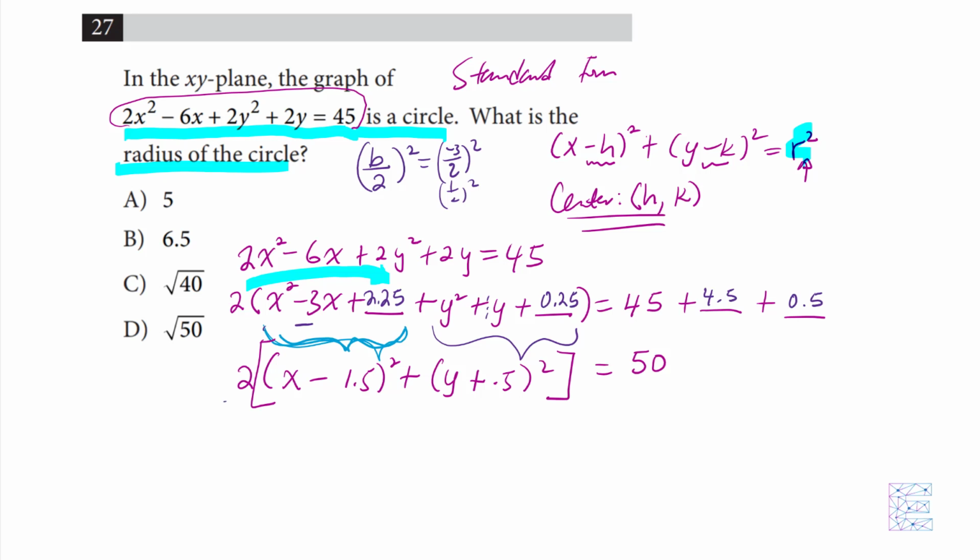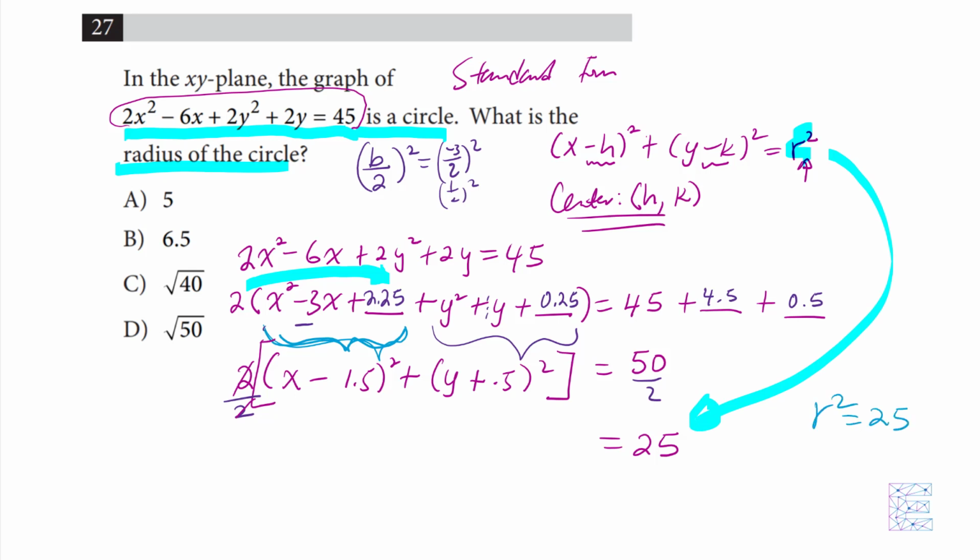And we can divide everything by 2 as shown. So these 2's cancel, and on the right side we'll have a 25. Let's just focus on the right side because that's what the question really wants. So since we know the right side is 25, remember the equation says the right side is r squared. So to find r, you simply square root. So r squared happens to be 25. So we're going to square root both sides, and we found that the radius ends up being 5. So that makes A the answer to this question.